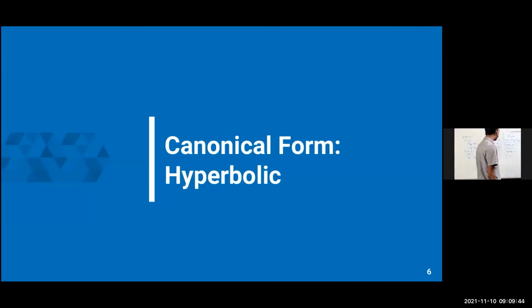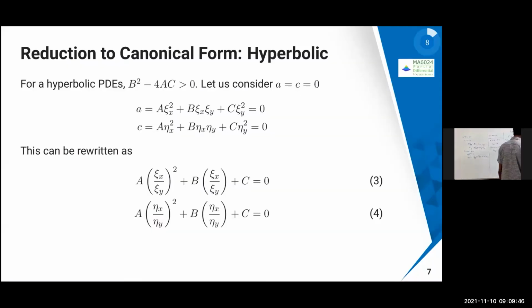Okay. So let us discuss more details about the hyperbolic equations. How to reduce the canonical form for the hyperbolic equation, and then how to obtain those particular cases. In particular, a equal to c equal to 0 and a equal to minus c, b equal to 0 cases. Okay. So we know that.